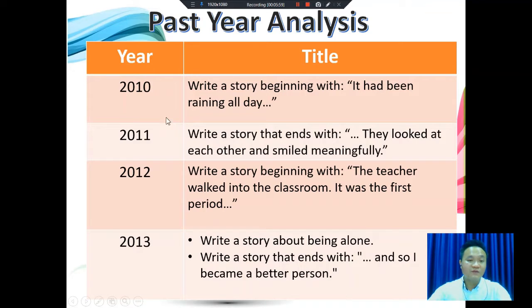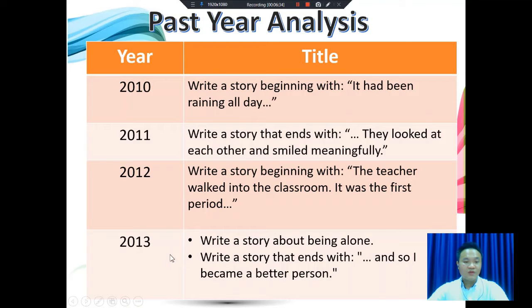First of all, if you look at 2010, it requires you to write a story beginning with "It had been raining all day." Now in 2011, a story that ends with "They look at each other and smile meaningfully." The story beginning and the story ending are the two formats that are very familiar and very common in narrative writing. So in 2012, again, the story beginning with a given sentence.